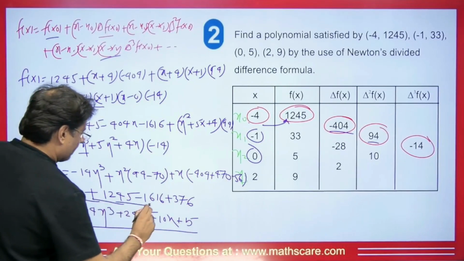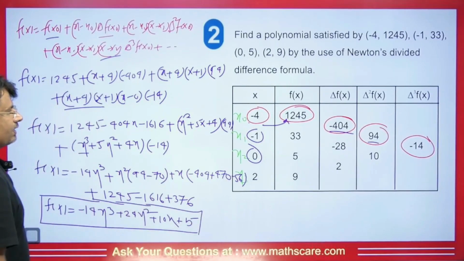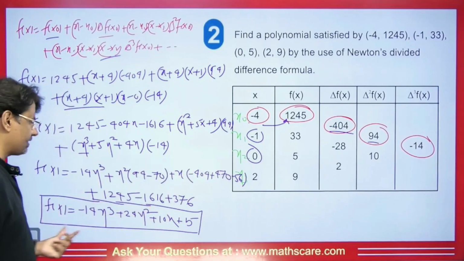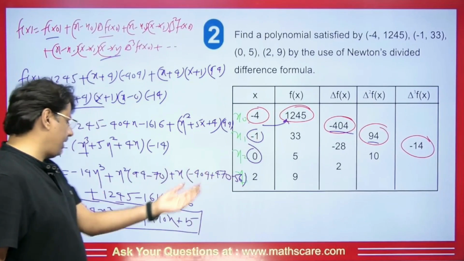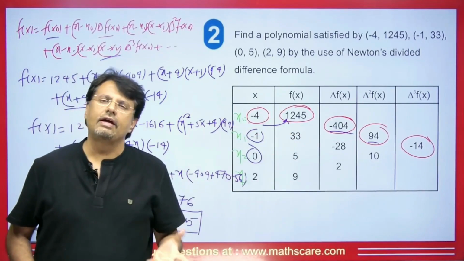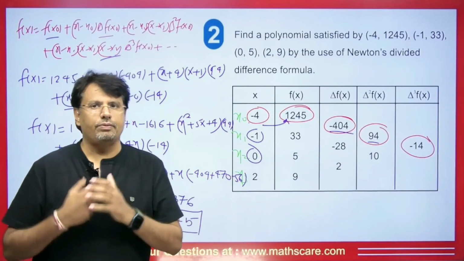When you want to check if there is any mistake, what you will do is wherever there is x, put 0 there and see. When putting the value of x as 0, the value of fx will be 5. If we put minus 1 instead of x, we will get approximately 33. The exact value may be 33. Like this way, we can check the answer here.